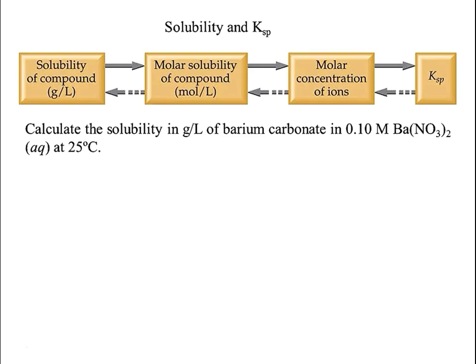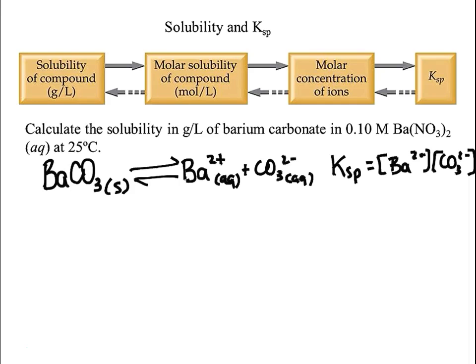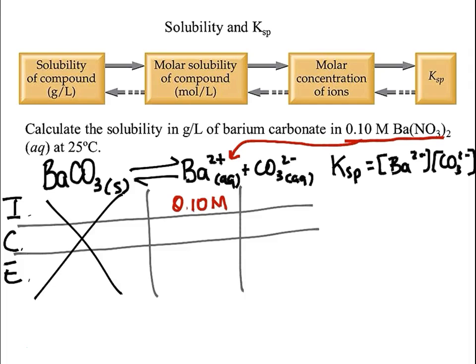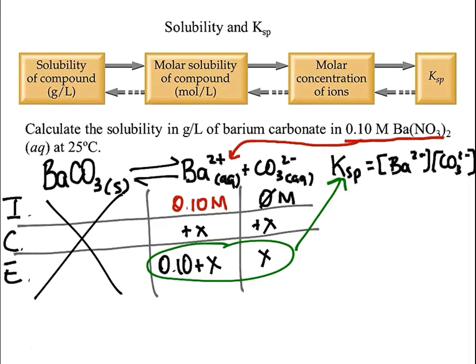So here we're going to calculate the solubility of barium carbonate in a 0.1 molar barium nitrate solution at 25 degrees. So you're going to set the problem up the same way you did before when it was in pure water. But instead of being in pure water, we have 0.1 molar barium, which means that in our ice table, we're going to fill in a number for the initial concentration of barium. I'm going to plug in 0.10 and then 0 molar carbonate, and then plus X and plus X, and then 0.10 plus X and X for the carbonate concentration, we're going to plug those into KSP. And then we're going to solve for X.